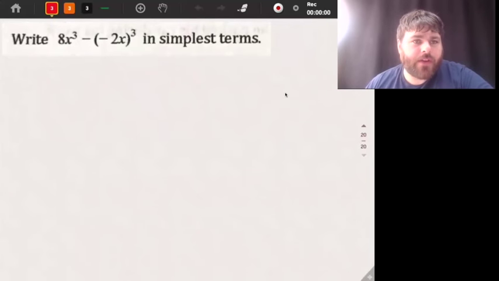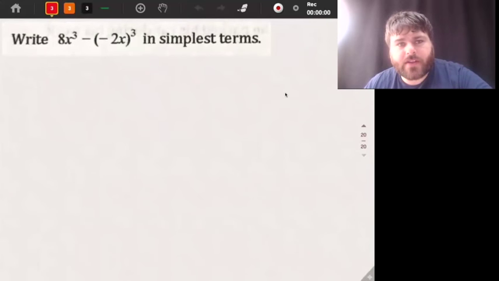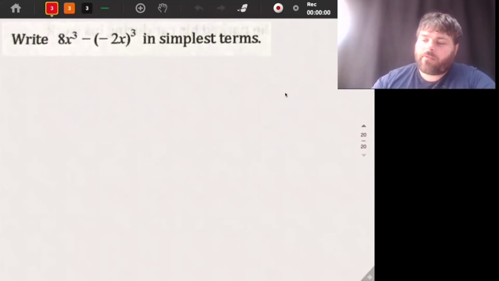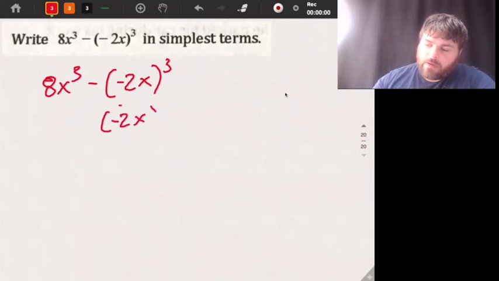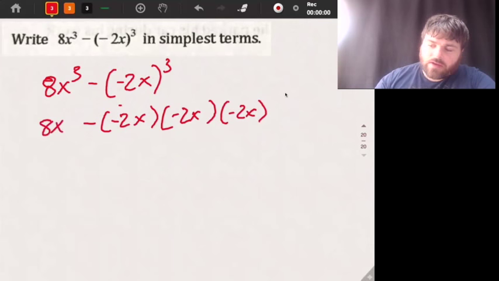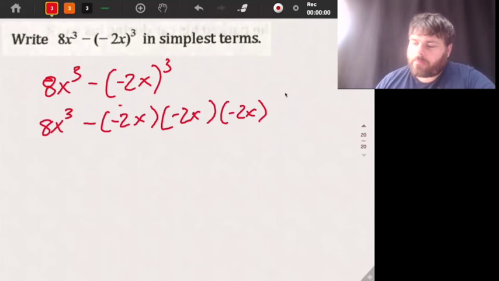All right, last problem. Write 8x to the third minus -2x to the third in simplest terms. All right, so this is definitely an expression. We're just going to simplify. Let's really focus here on order of operations. Okay, this one looks like there's a lot going on. So let's go ahead and multiply this thing out 3 times. Let's do our exponent first. Okay, so I just write it out 3 times. It's not that much work.